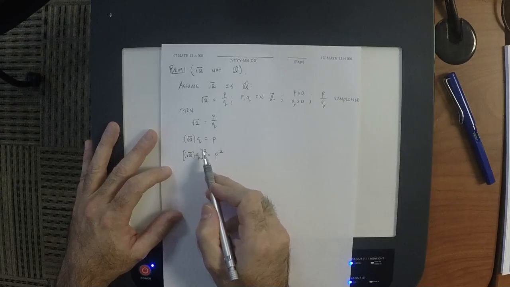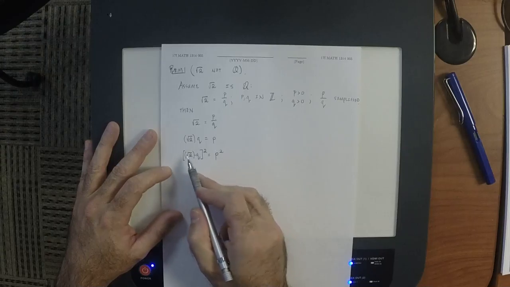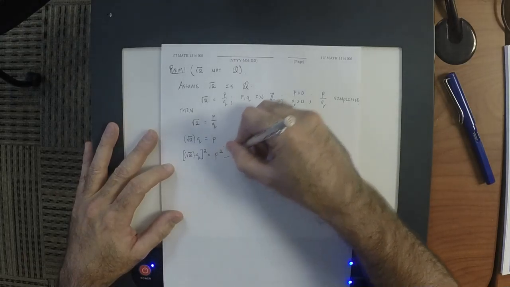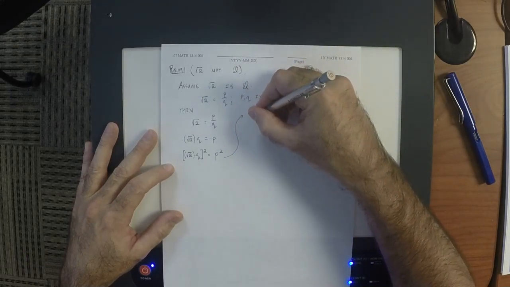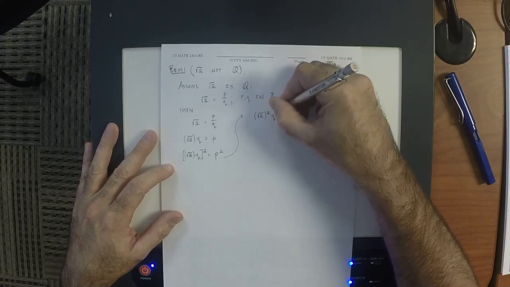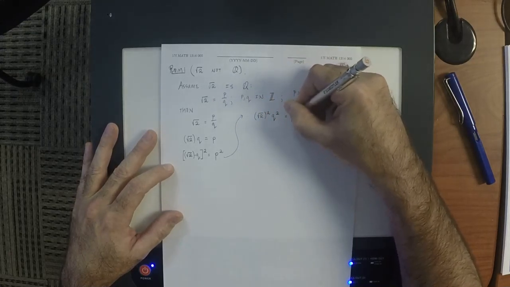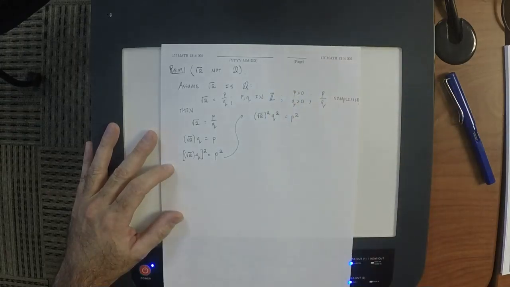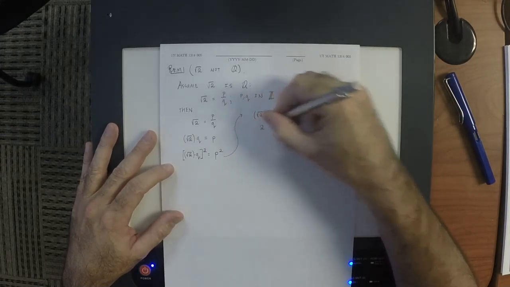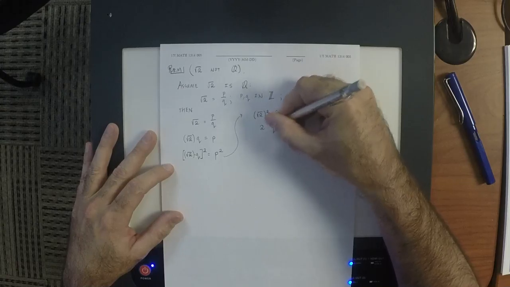Squared. So now how do we carry out the left-hand side? What happens to the square? How does it work? Because this is a product, the exponent distributes over the product, and this one gets it and this one gets it. Okay, so they both get it.